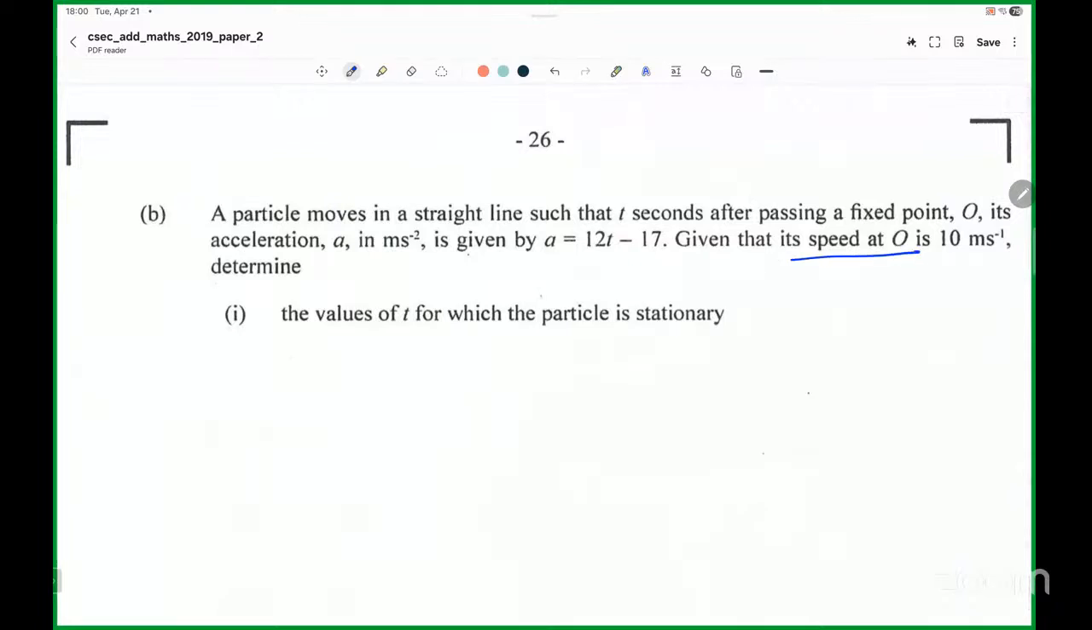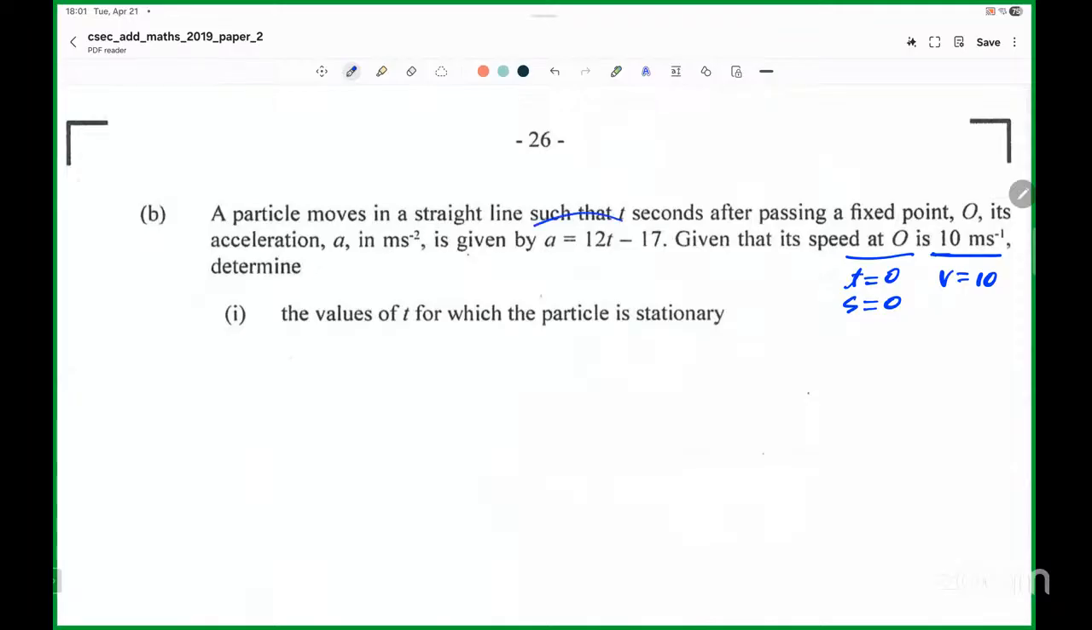Remember, at O, t is equal to 0 and the displacement is equal to 0. They're also telling you that V is equal to 10. That is for you to find the constant of integration: when t equals 0, V equals 10.